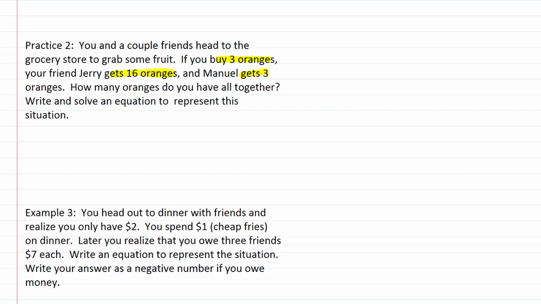So now as I build my equation, I'm going to start out with the 3 I have. I'm going to say that's 3. If Jerry gets 16, he's going to add 16 to it. And Manuel gets 3 more, he's going to add 3. That's going to be equal to our total, our blank space. So now we have our equation, now we just need to solve it. We have all addition here, so we're just going to add left to right. 3 and 16 is 19. 19 and 3 is going to be our blank. 19 and 3 is 22. So 22 is our blank. So we have 22 oranges.